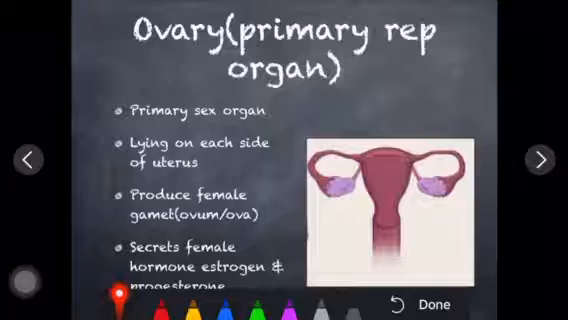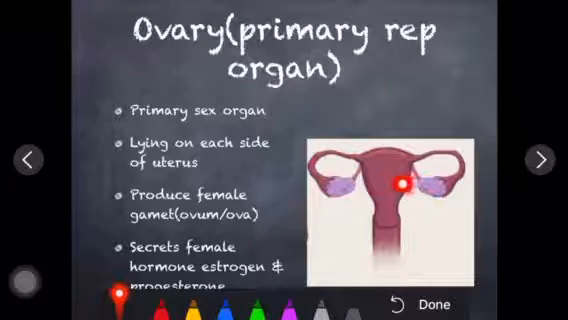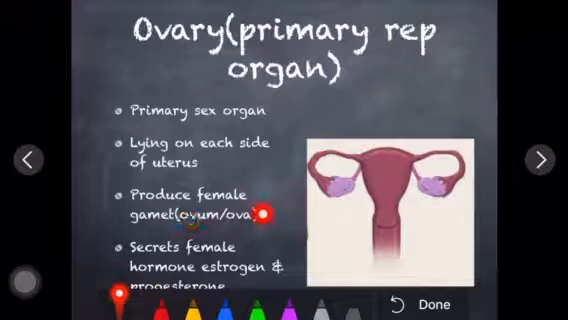Why are we calling them primary? Because they play a very vital role in the female reproductive system. So we are calling them the primary sex organ. They lie on each side of the uterus. As you can see, this is the uterus and on both sides they are lying. Well, they produce the female gamete. Female gamete means ovum, or we can call it ova. Eggs are produced by the ovaries.